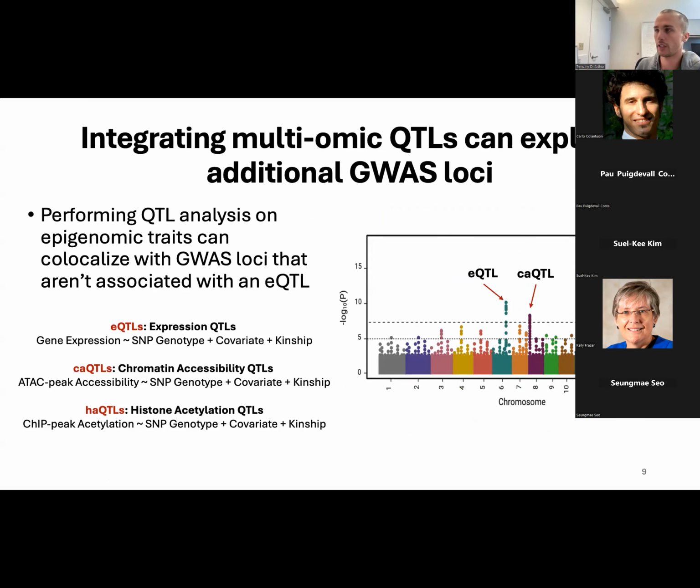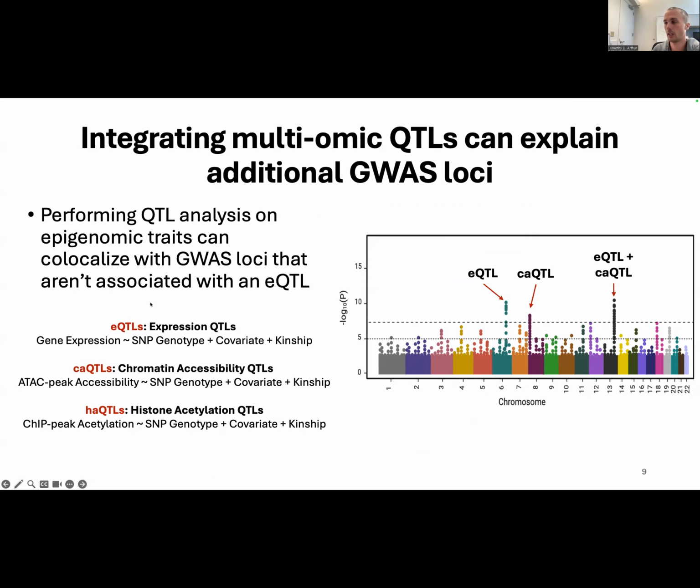One approach is to integrate multi-omic QTLs, which affect different molecular phenotypes. And this can identify GWAS loci that aren't associated with an eQTL. Specifically, we can look at chromatin QTLs like CA QTLs, which affect chromatin accessibility, which is assayed by ATAC-seq, or HA QTLs, which affect histone acetylation, which is assayed by H3K27 acetylation.